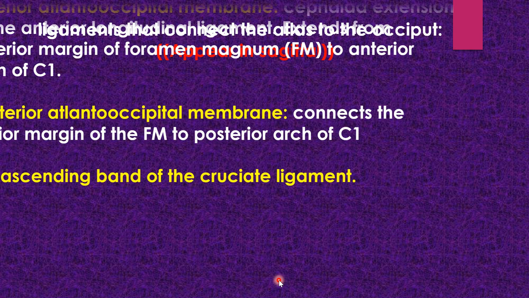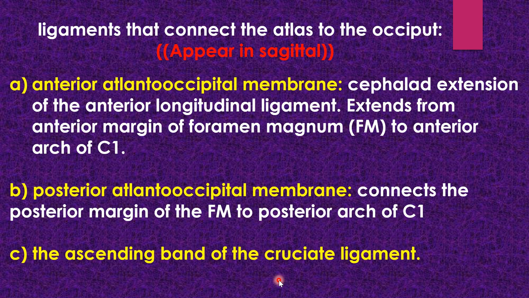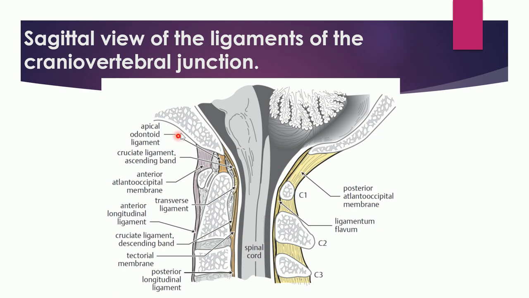The ligaments involved are shown in some famous diagrams well known in the anatomy textbooks. The ligaments that connect the atlas to the occiput, which you will see clearly in the sagittal diagrams, are the anterior atlanto-occipital membrane, the posterior atlanto-occipital membrane, and the ascending band of the cruciate ligament.